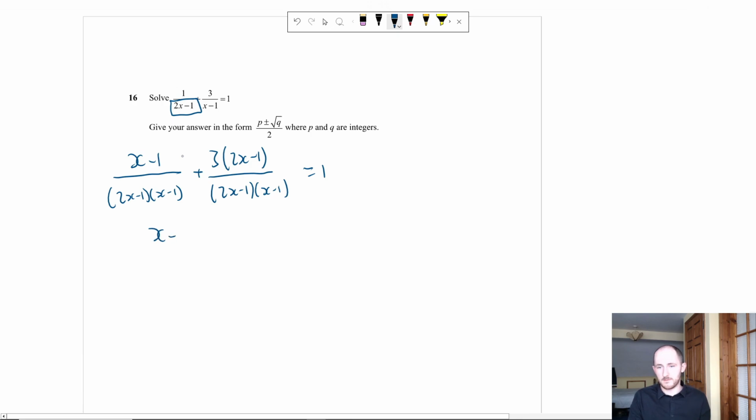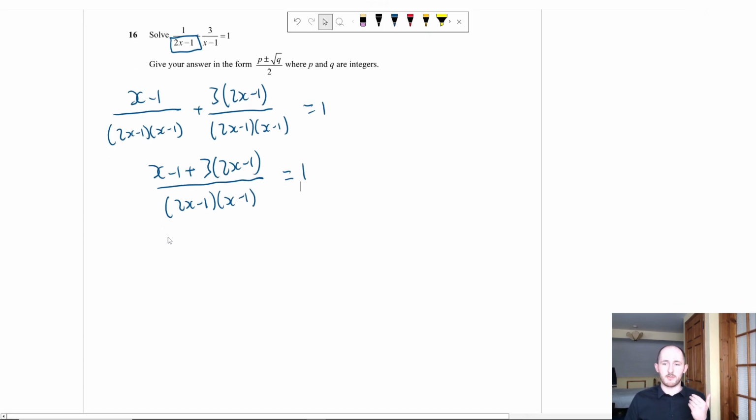Combine the fractions. We have x minus 1 plus 3 2x minus 1 over 2x minus 1 x minus 1. Now, I always say that I like to get rid of any brackets. I'm not going to get rid of the bottom brackets. I know that's kind of ironic considering I just said to get rid of them. But if they're on the denominator, I'm going to leave them for now. So I'm going to get rid of the brackets in the top, which gives me x minus 1 plus 6x minus 3 all over 2x minus 1 x minus 1 equals 1.